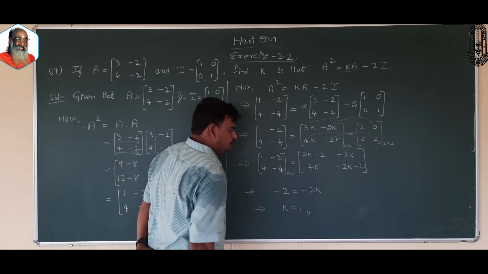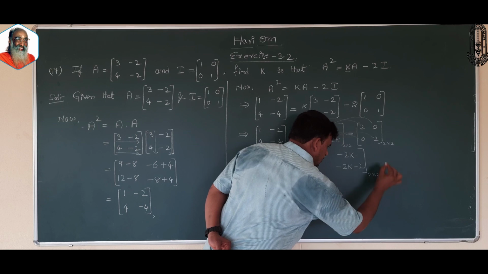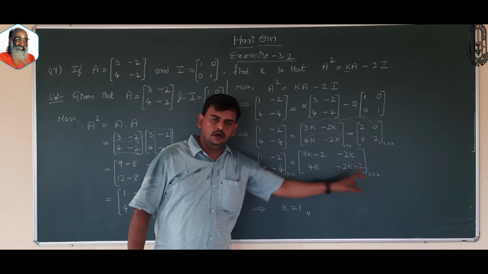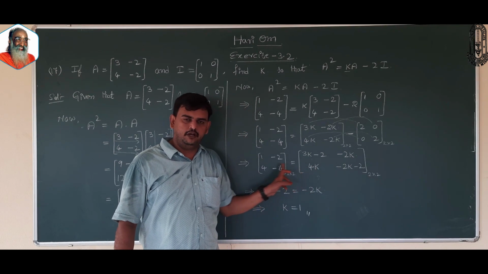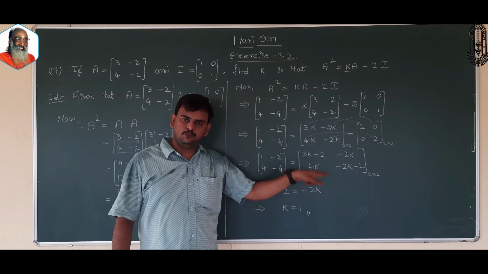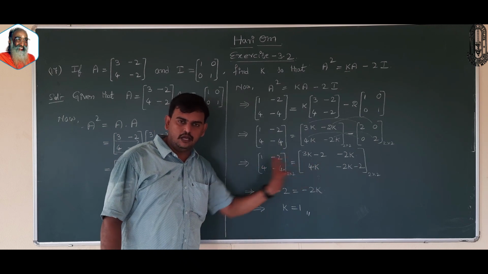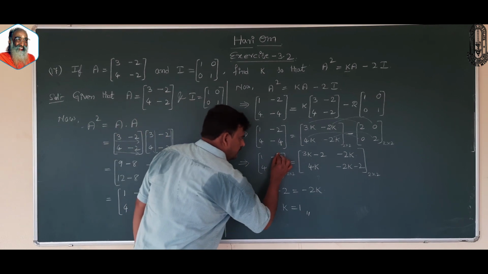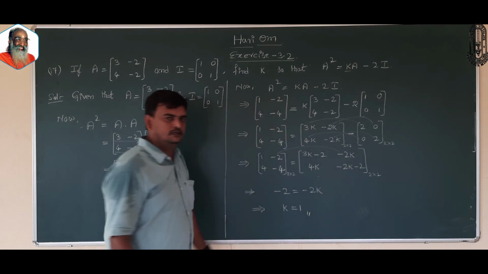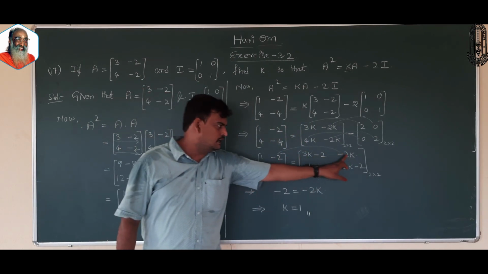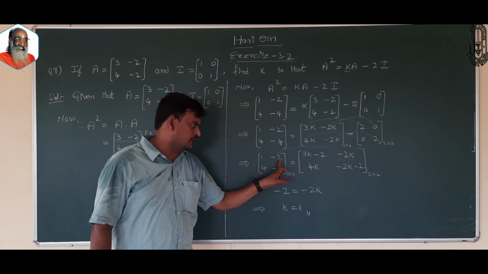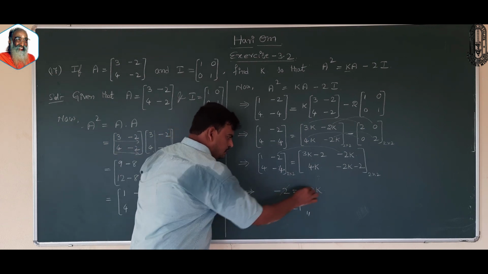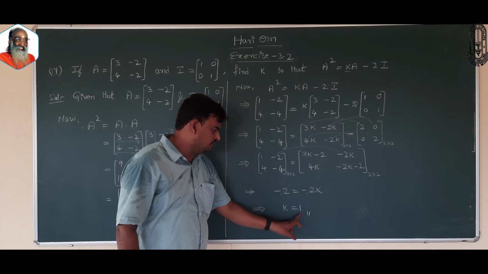Here the LHS is a 2 by 2 order square matrix, and the RHS is also a 2 by 2 square matrix. Both matrices have the same order and are said to be equal. When two matrices are equal, their corresponding elements are also equal. You can equate any corresponding element to get the value of k. For simple calculation, we have taken these two corresponding elements. Here the value is minus 2 and here the value is minus 2. We can compare these two corresponding elements, so minus 2 is equal to minus 2k. Cancelling the minus 2 on both sides, finally the value of k is equal to 1.